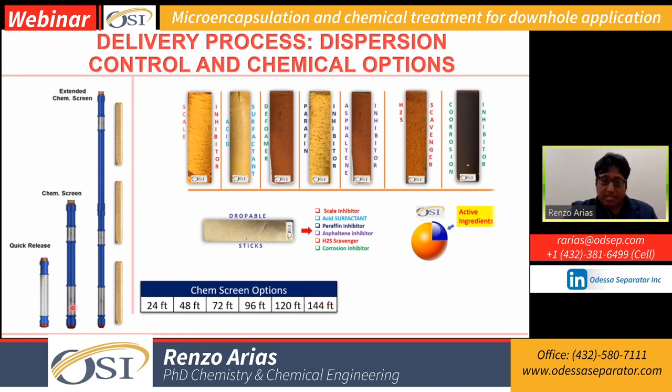Also, we can change the opening size for the chemical. For example, in this one, we had a big opening size. And normally, you will do that for a shock treatment. You want to change the pH condition, then you use this. And then you combine this with a slow release, for example.